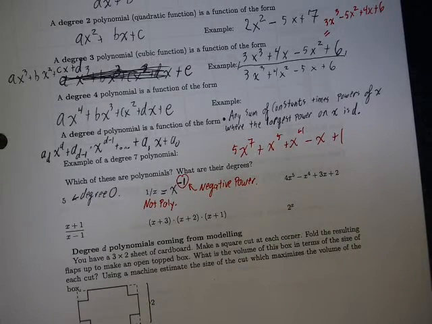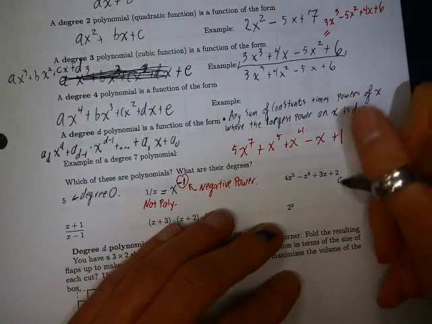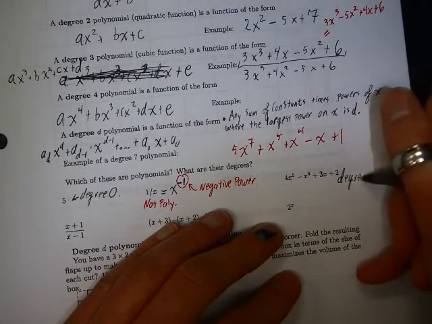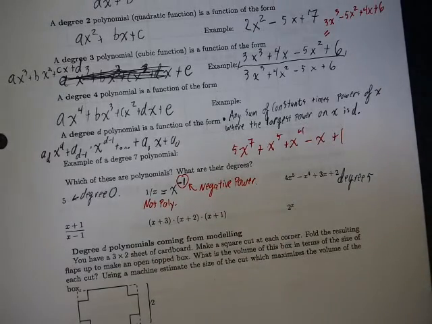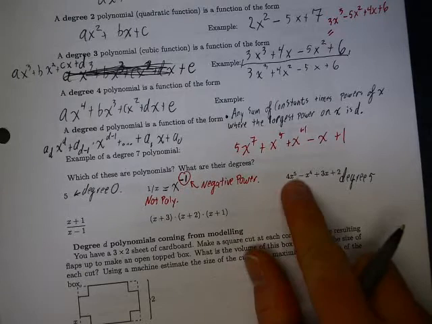4x to the 5th minus x to the 4th plus 3x plus 2. Is that a polynomial? What degree is that polynomial? Yeah, it's explicitly a sum of a bunch of constants times powers of x. The biggest power on x I see is 5.